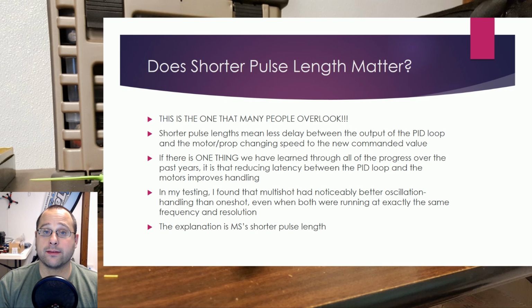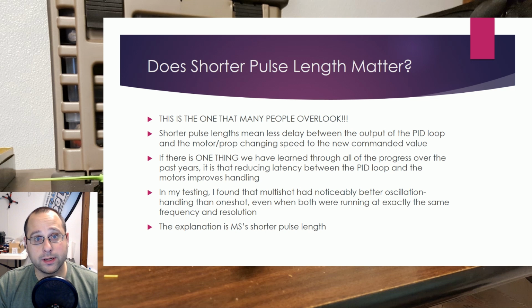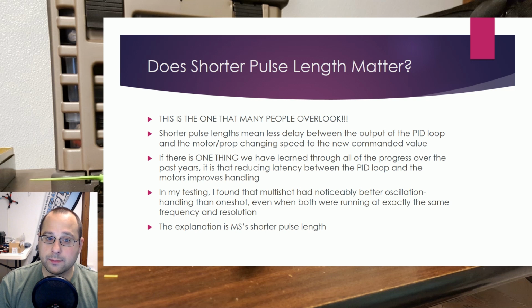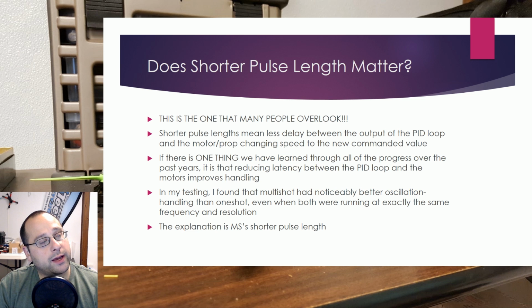Shorter pulse length is, I think, the real reason why many of these protocols perform better. Shorter pulse length means less delay between the output of the PID loop and the motor and the prop changing speed to the new commanded value. So if we go all the way back to PWM, there's up to a 2 millisecond delay between the time, is that right? We have the 1,000 microsecond pulse followed by the dead time.